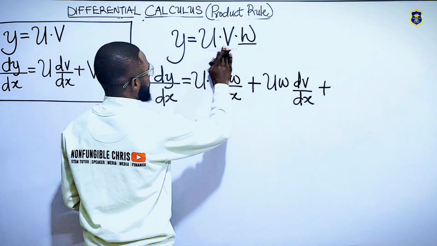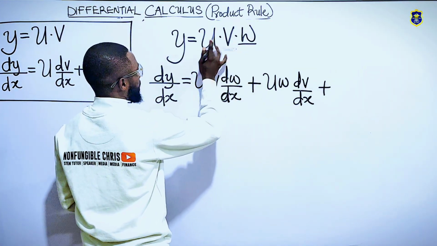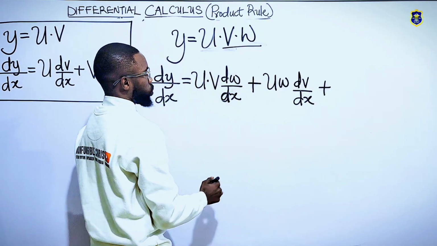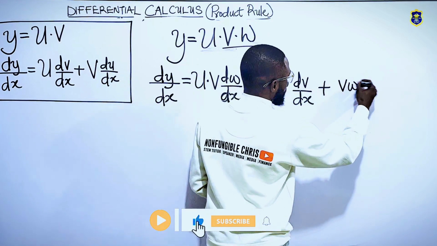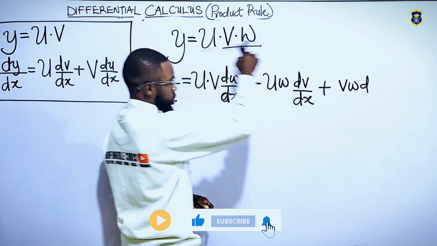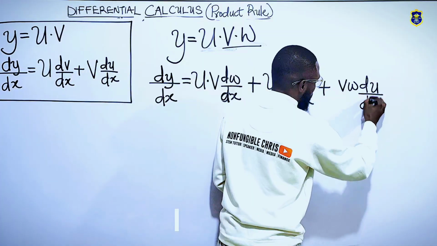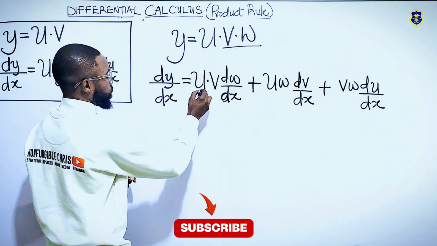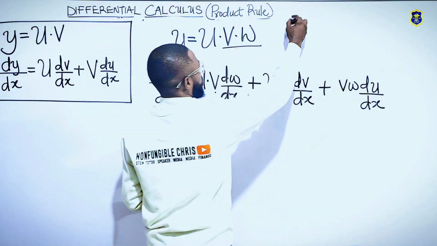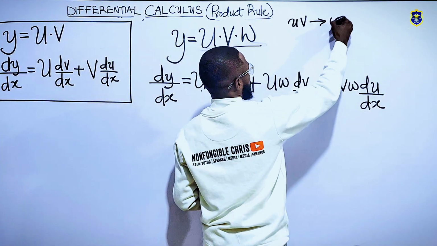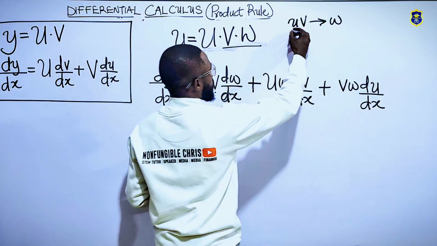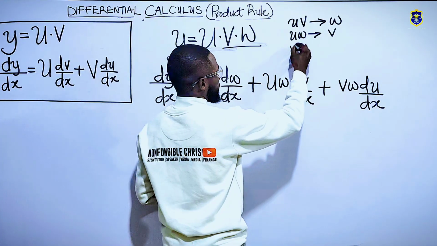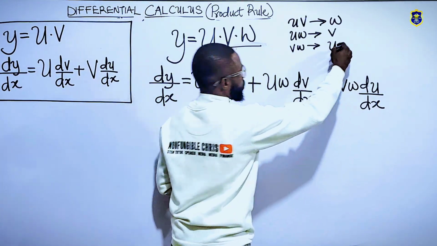Now let's pick these 2. We're going to have what? vw du over dx. That's the formula for doing that. It's very simple. So number one, we pick u and v first. We take u and v, differentiate w. Next, we take u and w, differentiate v. And next, we take v and w, differentiate u.